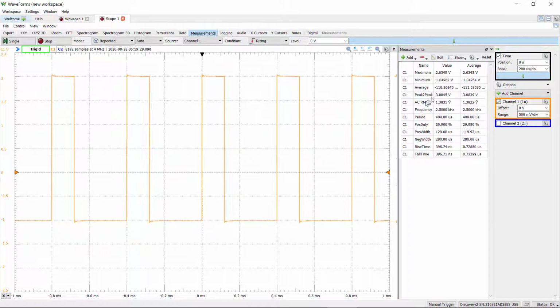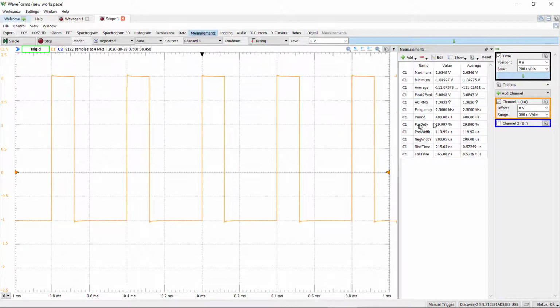Let's see, peak to peak, yep, there it is. It's the max minus the min. It's a little bit more than 3 volts. Now the frequency, yeah, 2.5 kilohertz. That's exactly what we expected. That's what we put in, roughly estimated 1 over that, 400 microseconds.